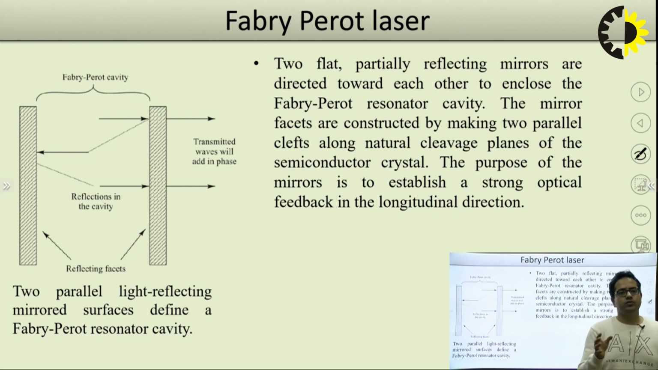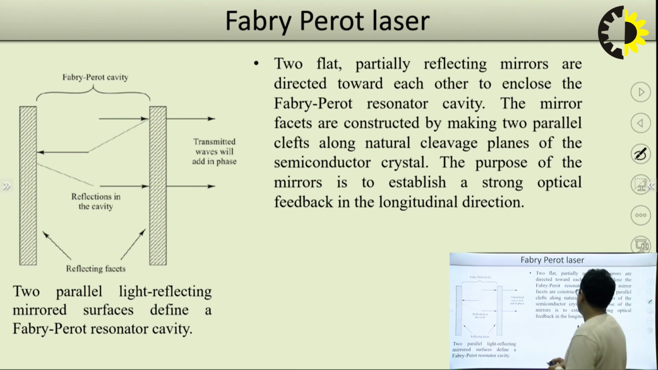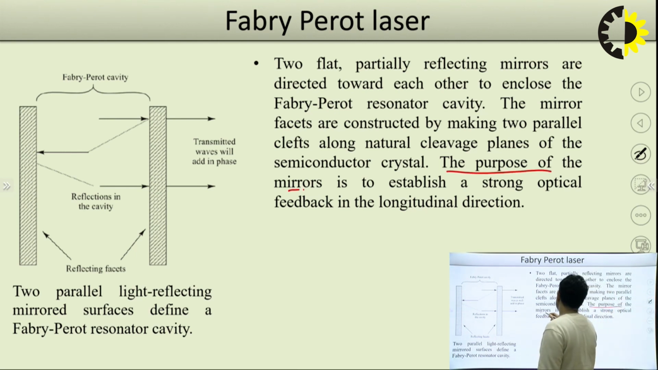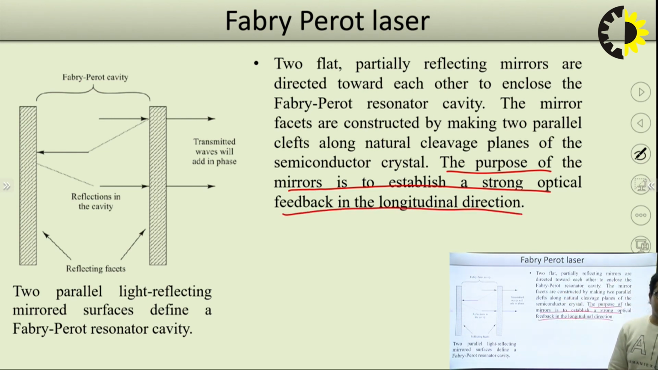These two mirrors are directed towards each other in order to enclose the Fabry-Perot resonator cavity. The mirror facets are constructed by making two parallel clefts along natural cleavage planes of a semiconductor crystal. Now, what is the purpose of the mirror? The purpose is to establish a strong positive optical feedback in the longitudinal direction, because it is because of this positive feedback that we are generating a huge number of photons from the laser.